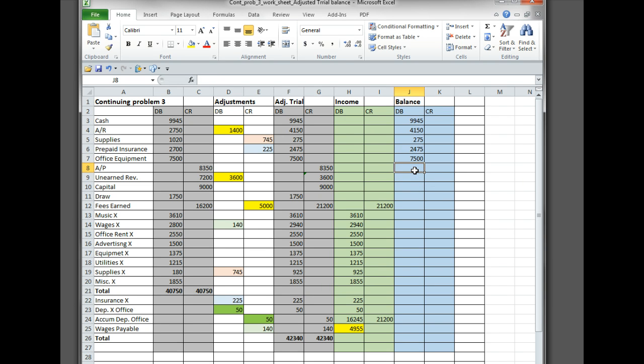Oops, I better be switching over here. Right now I'm on to my liabilities, and my liability, accounts payable, is 8,350. I have unearned revenues. Remember, that was at 7,200. It's now at 36. My capital shows 9,000. That's the beginning balance. We have a draw here of 1,750.